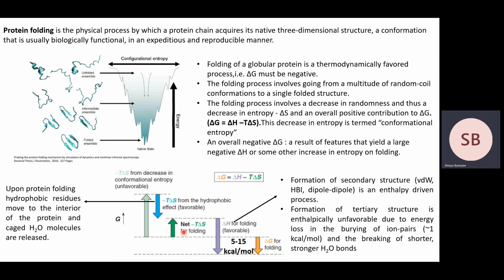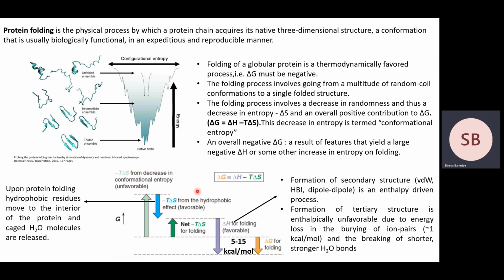So if you look at the energy diagram, basically you can see that T delta S, which is represented by this, is the decrease in conformational entropy on folding, and that is unfavorable. In other words, the T delta S term is overall negative. It becomes positive due to the minus sign.